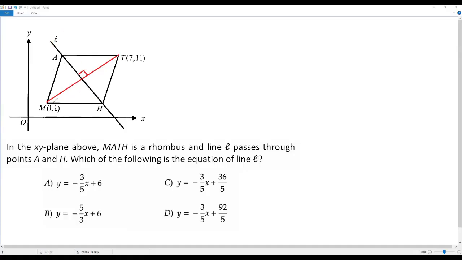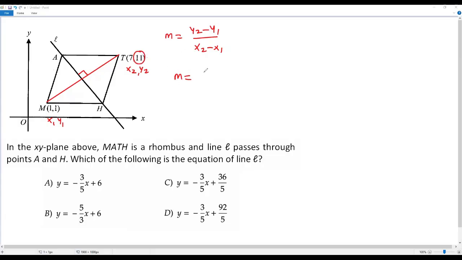Okay, how can we get the slope of the diagonal MT? I know the two endpoints of the diagonal MT, here (1, 1) and (7, 11). When I know the two endpoints of a line, we have the formula to get the slope. For that, we consider the first point as (x1, y1), and we consider this one as the second point, (x2, y2). So the formula to get the slope of a line is m equals y2 minus y1 divided by x2 minus x1. Now let me plug in the values of y2, y1, x2, x1.